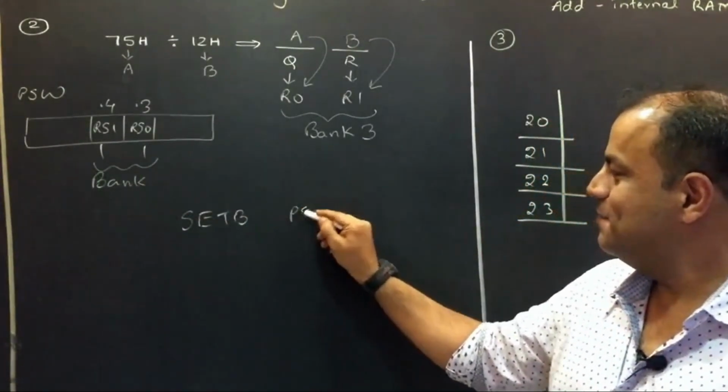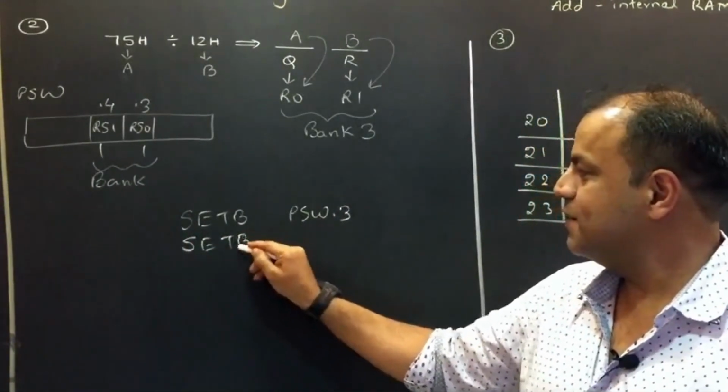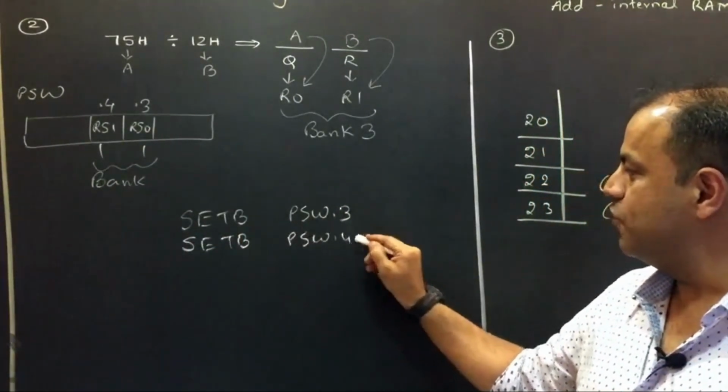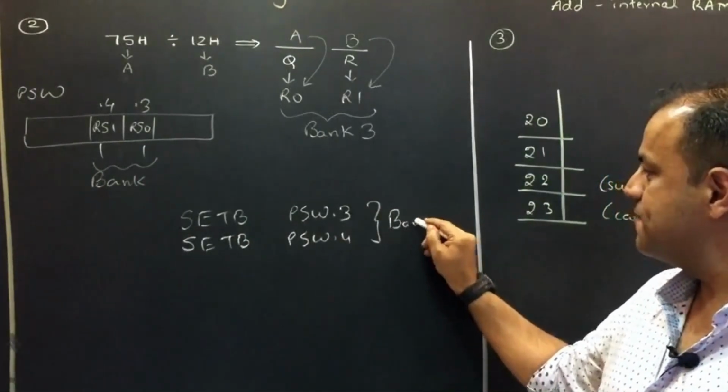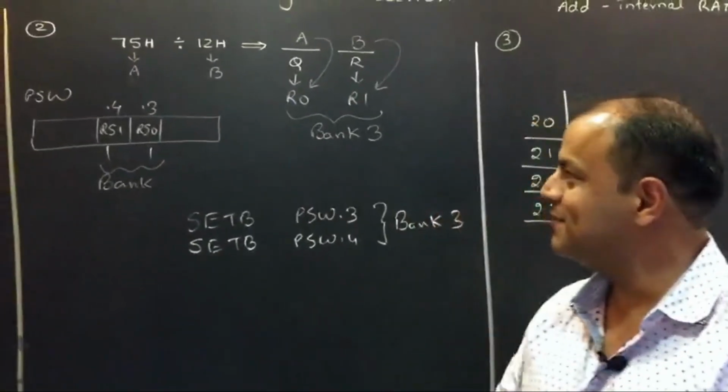Set B, PSW point 3. Set B, PSW point 4. This will activate bank 3. Once you've activated bank 3, now you can use the registers.